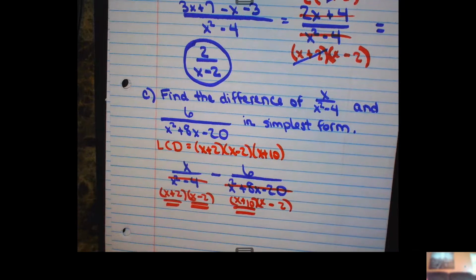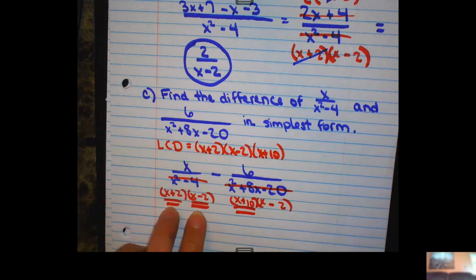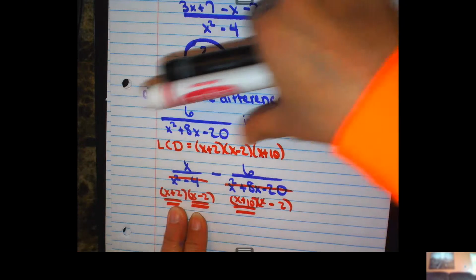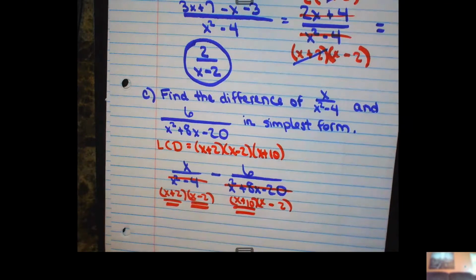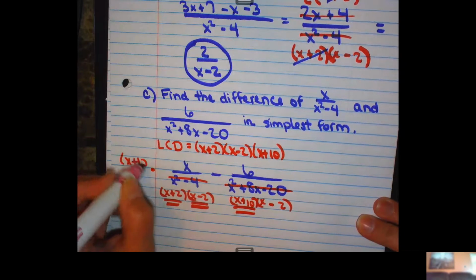So now our step 2 is to multiply our fraction top and bottom by whatever's missing in the denominator. So if you look here, we have an x plus 2 and an x minus 2, but we're missing the x plus 10. So we are going to multiply the top and the bottom of the fraction by x plus 10.